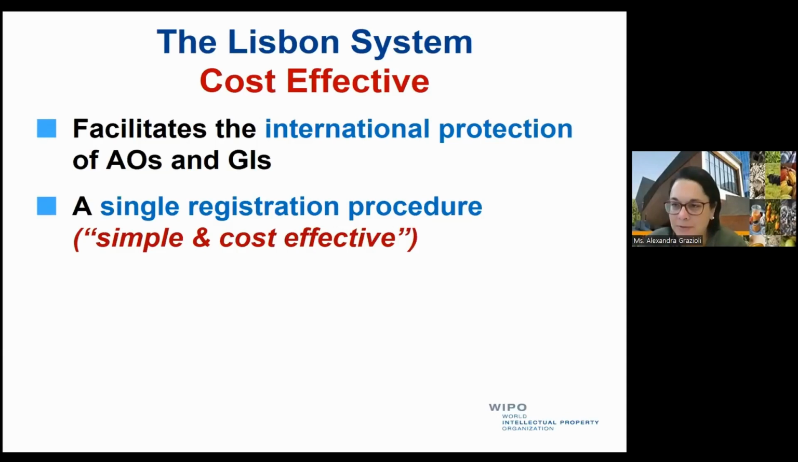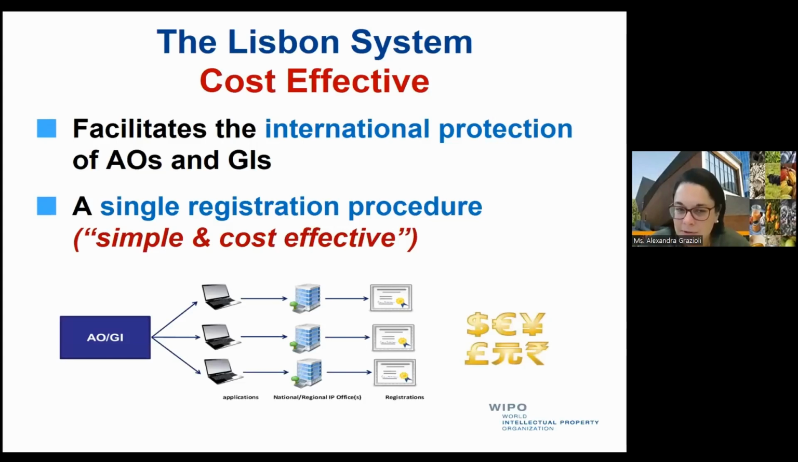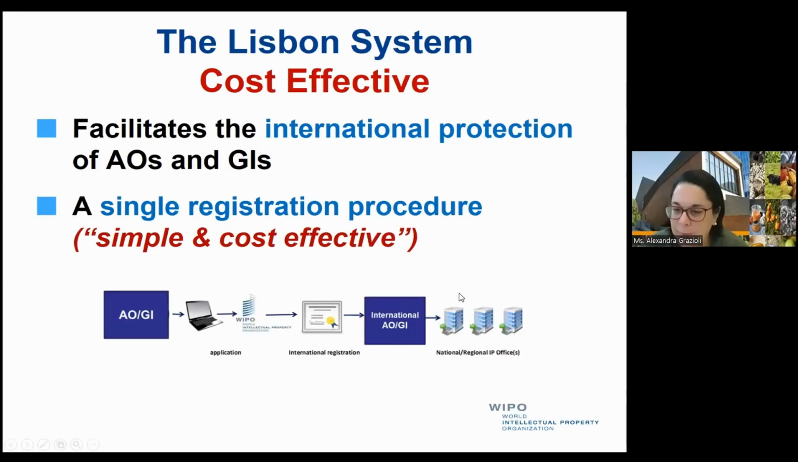The first benefit of the Lisbon system is that it is an international registration system, so you can obtain protection in a variety of countries through a single registration in WIPO. The advantage is that instead of going country by country where you want to be protected, you can obtain protection in different countries through a single registration. With such a system, you don't need to follow the specific rules for obtaining protection of your GIs in every different country.